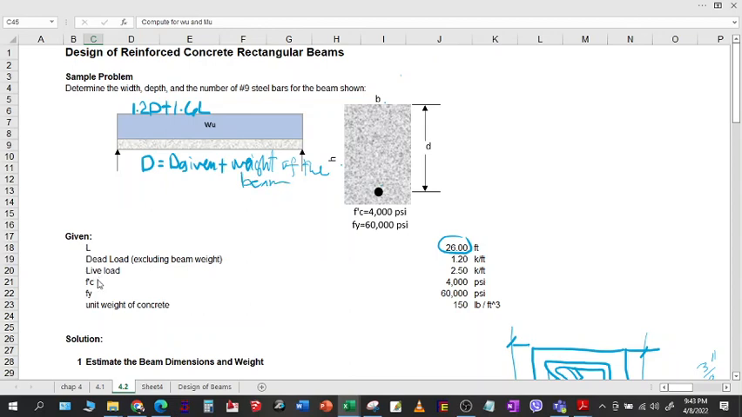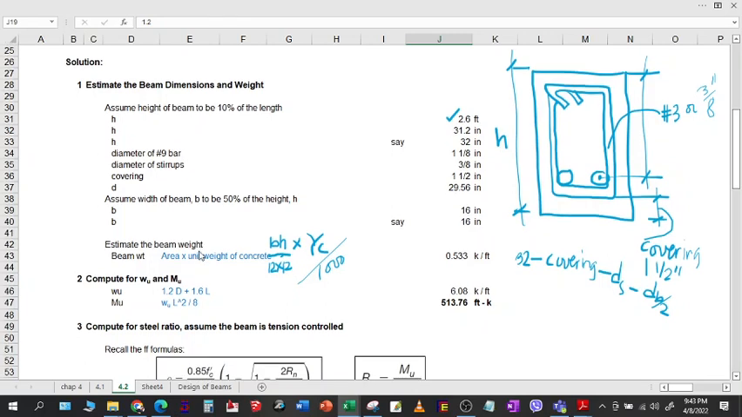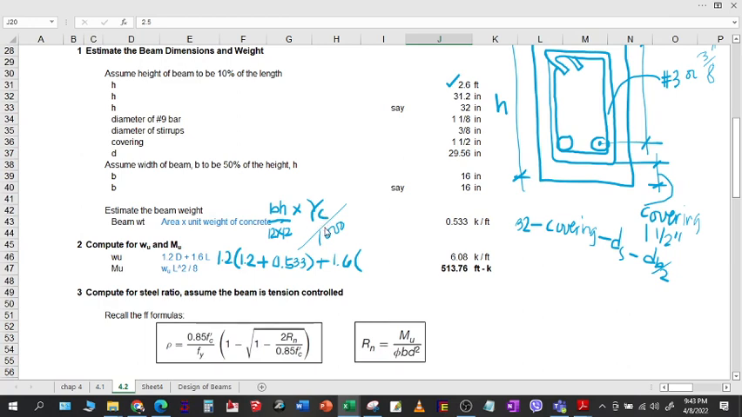Okay, so what is the given dead load? The given dead load is 1.2. Okay, let me just rewrite it here. So 1.2 times the given dead load, which is 1.2, plus the weight of the beam, which is 0.533, plus 1.6 times the live load, which is given as 2.5. So we have 2.5, and we can generate this answer.